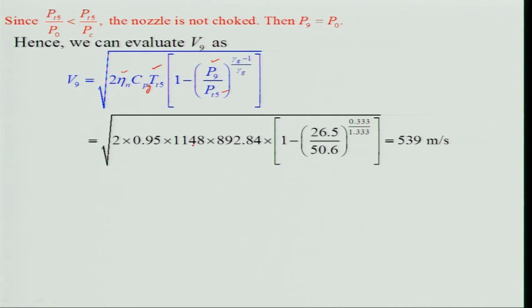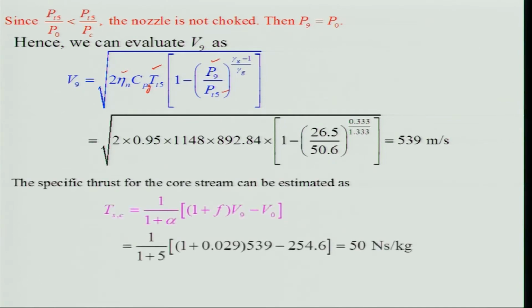So, I am using Cpg 1148 into 892.84, then you will get this 593.9 meter per second. The specific thrust for the core stream we can evaluate, because there is no contribution of thrust due to pressure. It is only due to the momentum, and you will get that the specific thrust for the core engine is 50 Newton per second. I think my hunch is that it will be kilonewtons, because it looks to me like that. So, you will have to cross check that.